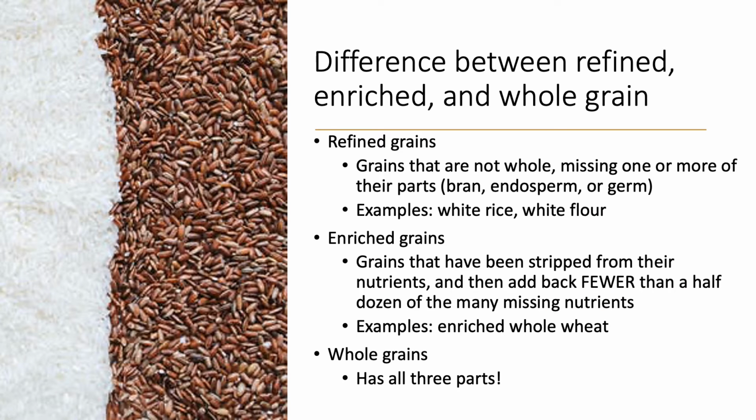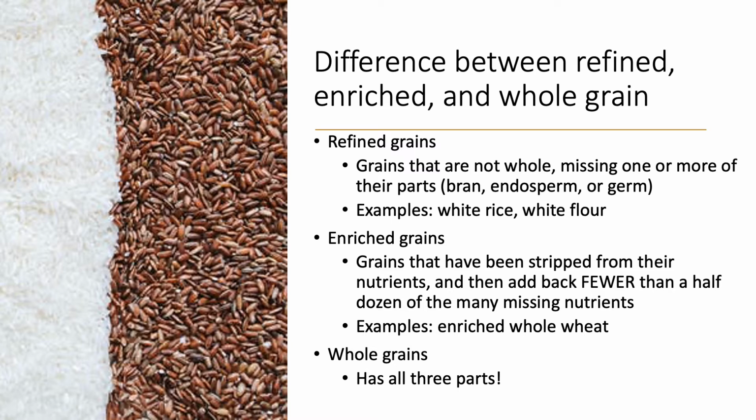Okay, so now we just have to find the difference between refined grains, enriched grains, and whole grains that you probably see often on the ingredients list when you're out grocery shopping. Refined grains are considered not the whole seed. We mentioned earlier that it consists of three parts: the bran, endosperm, and the germ. When one or more is missing, it's considered a refined grain. Examples of this are white rice and white flour.